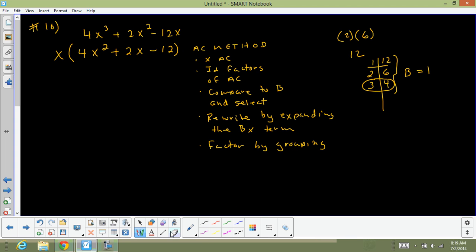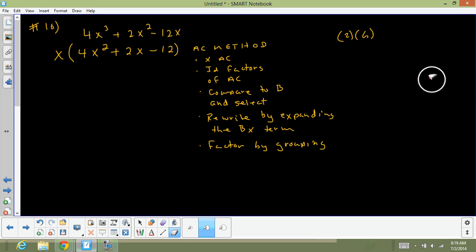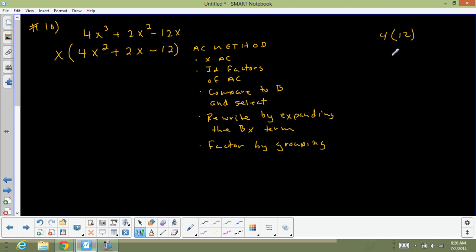Okay? Now, of course, that changes our AC method a little bit, because now a is a 4 and c is a minus 12. So if we do that product, if we do 4 times 12, we get 48. And of course, then generating the factors of 48, we have 1 and 48, we have 2 and 24, we have 4 and 12, we have 8 and 6, we have 16 and 3.